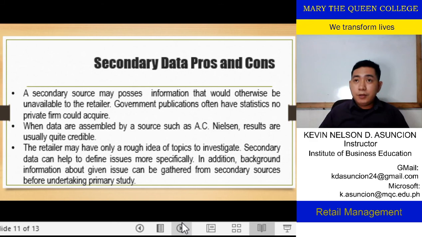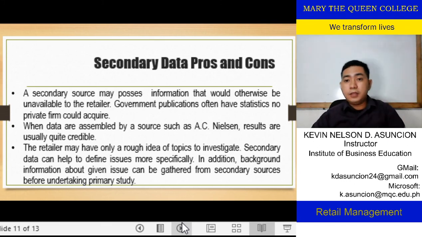So knowing what strategies, if you saw from the statistics of these secondary data sources that there's an inflation and it affects people, and people get price sensitive. So, may basihan na yung magiging decision mo. Okay? The retailers may only have a rough idea of topics to investigate. Secondary data can help to define issues more specifically. So, in addition, background information about a given issue can be gathered from secondary data before undertaking a primary study. So, you can verify that using that primary data source.